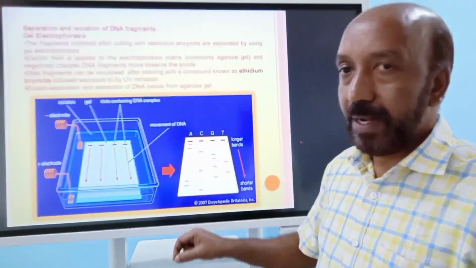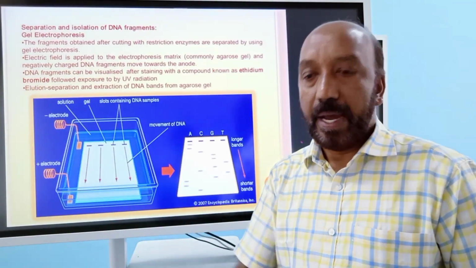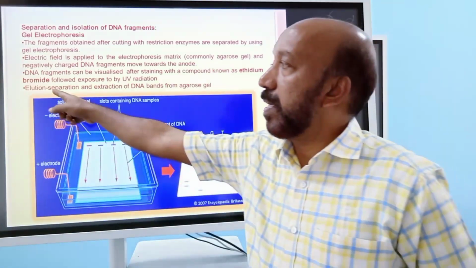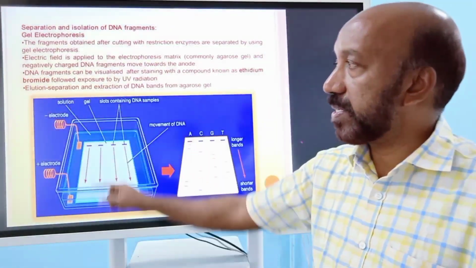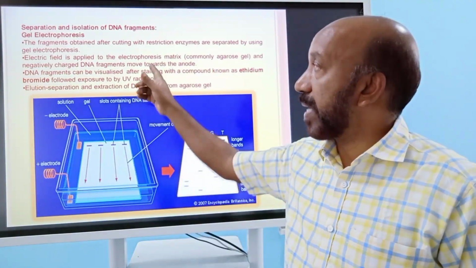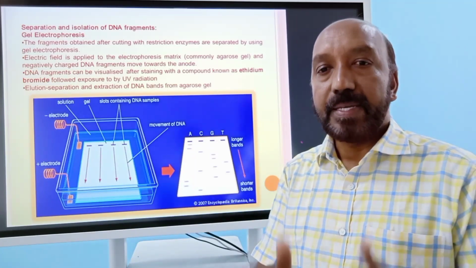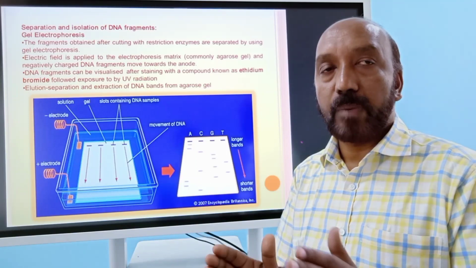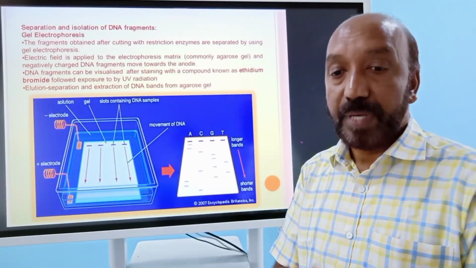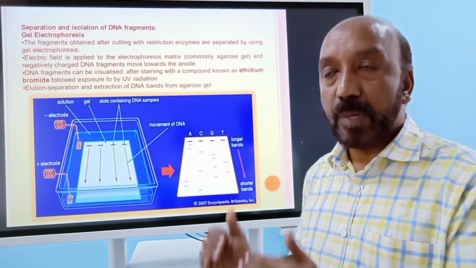From this gel, or the matrix, we want to separate the fragments for further activities. That kind of separation and taking out from the gel matrix is called elution. So elution is the separation and extraction of DNA bands from the agarose gel, which is the matrix, or the medium of electrophoresis. This mechanism is used to separate the DNA fragments from the medium. So we have discussed the restriction enzymes and their activity, and right now we have separated the fragments also.